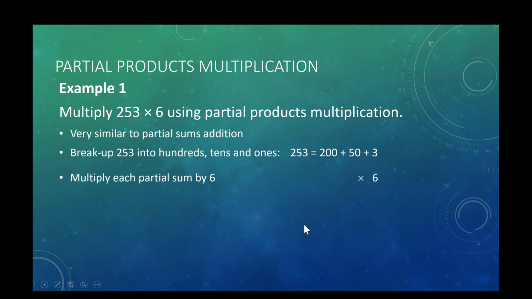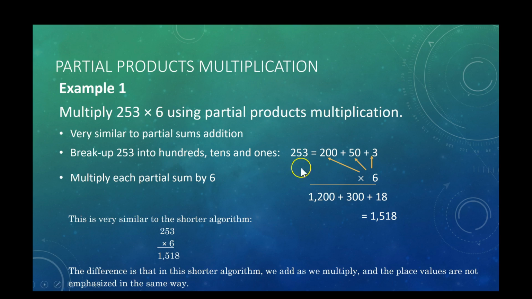We then multiply each of these partial sums by 6. So 6 times the 3, 6 times the 50, and 6 times the 200. This gives us 6 times 3 is 18, 6 times 50 is 300, and 6 times the 200 is 1,200. Which adds up to 1,518, our answer.